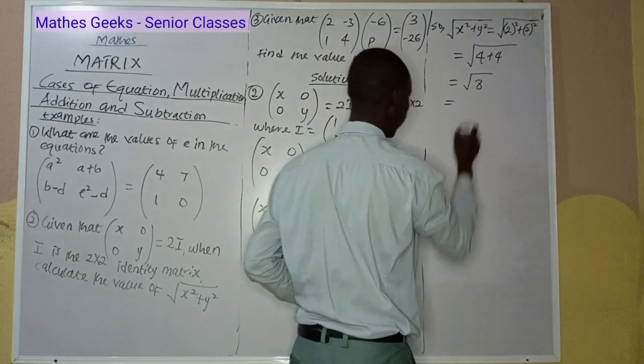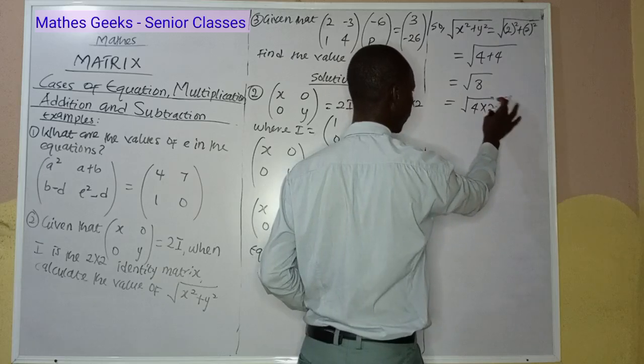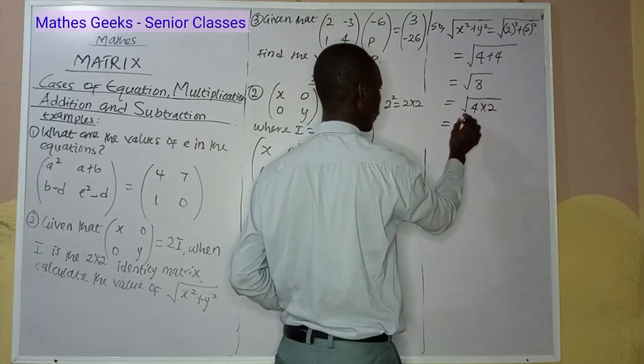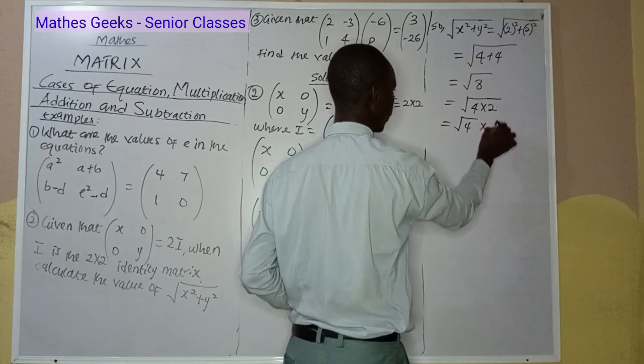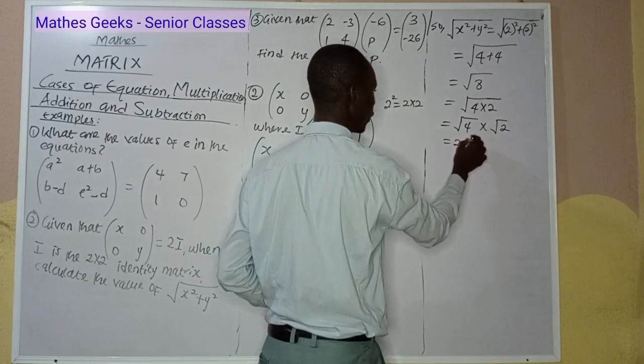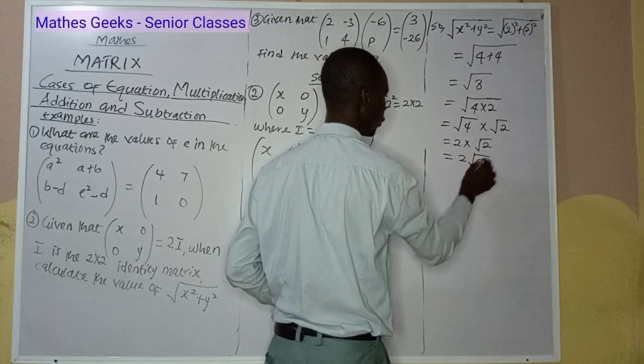Expressing root 8 in surd form, we're going to have 4 times 2, which is equal to square root of 4 times square root of 2. Square root of 4 is equal to 2, times square root of 2. This is equal to 2 root 2.